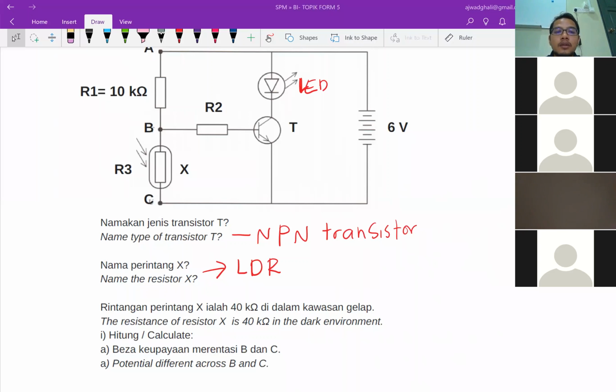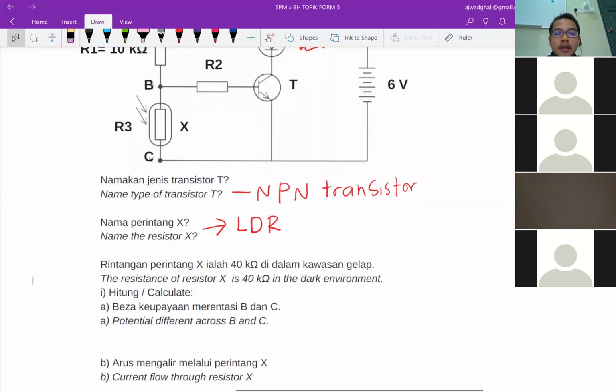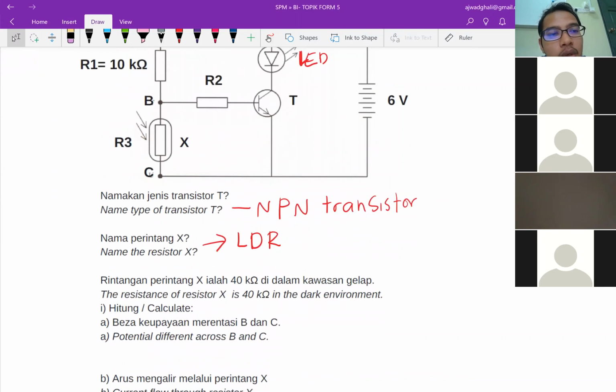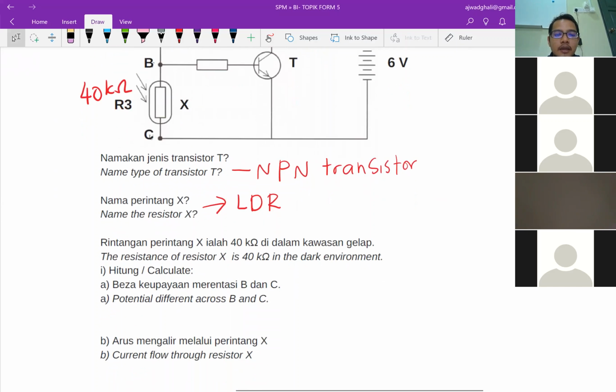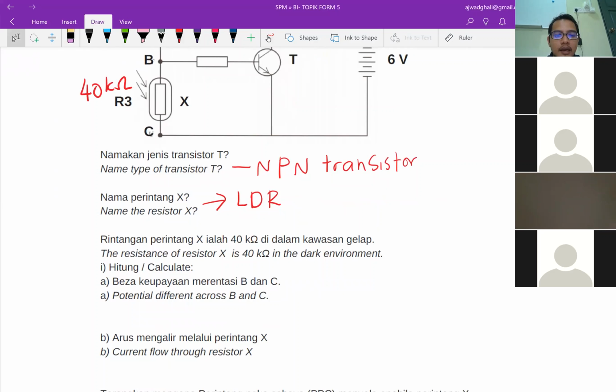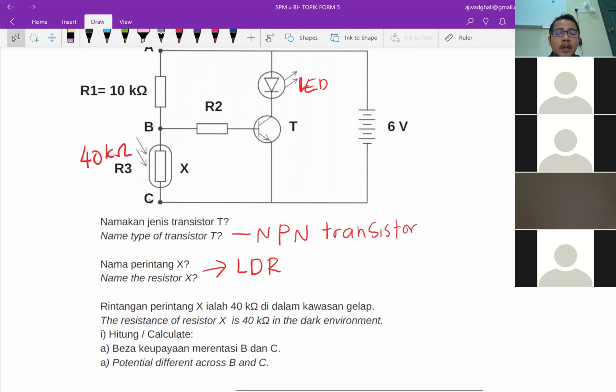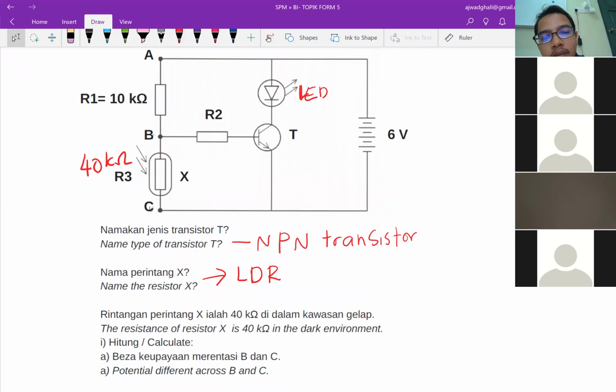You see, it is stated there that the resistance of resistor X is 40 kilo ohm in the dark. So the question tells you that this one is 40 kilo ohm. Question A is, calculate the potential difference across B and C. Meaning the question wants you to calculate what is the volt here.